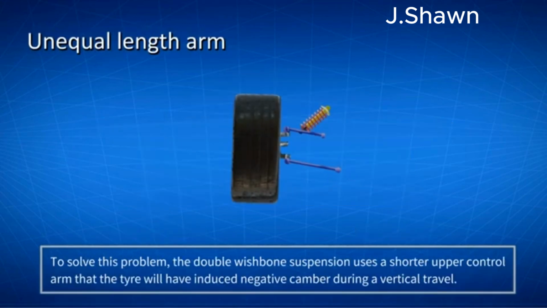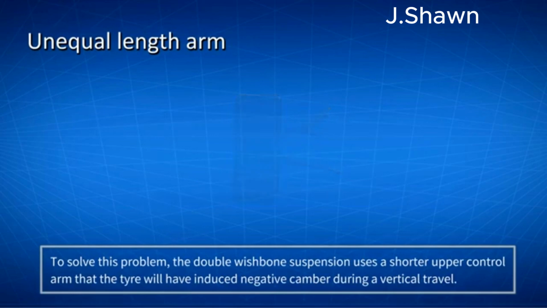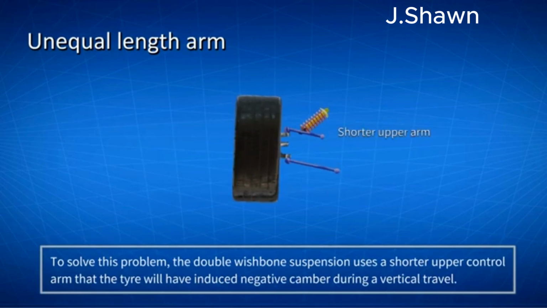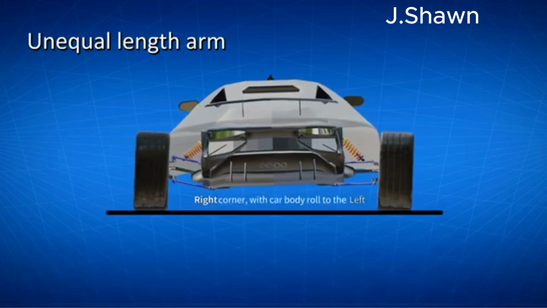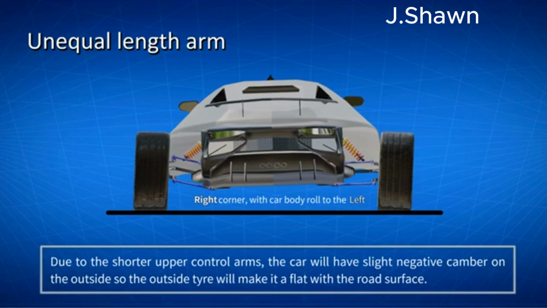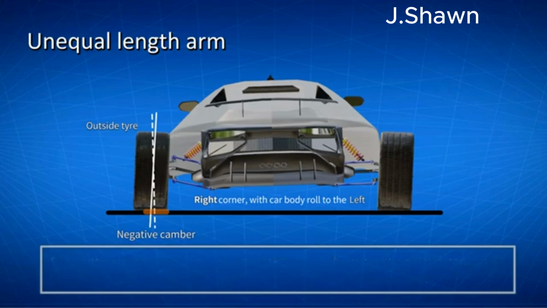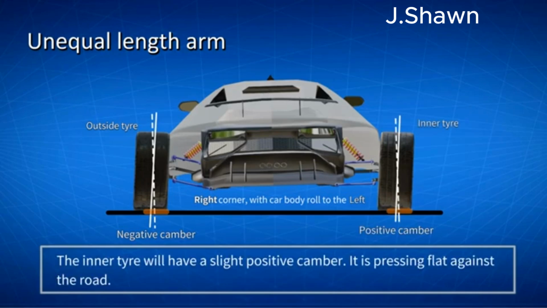To solve this problem, the double wishbone suspension uses a shorter upper control arm, so that the tire will have induced negative camber during a vertical travel. This is beneficial when the car goes around the corner. Due to the shorter upper control arms, the car will have slight negative camber on the outside, so the outer tire goes flat with the road surface. This is where the car wants to maintain the maximum amount of contact. The inner tire will have a slight positive camber. It is pressing flat against the road.